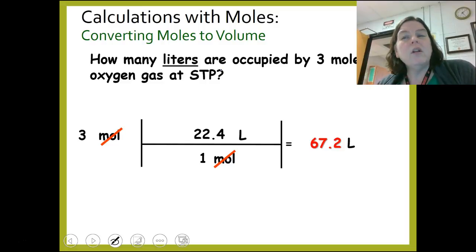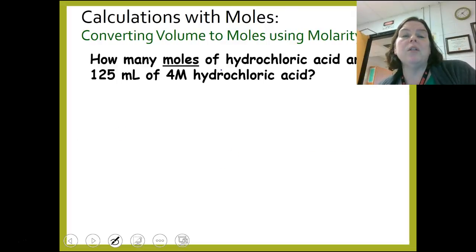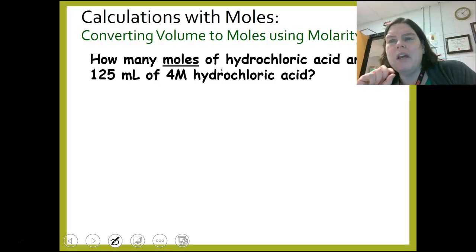So the next one is a little harder. When we're working with molarity, we have a little bit more to do. How many moles of hydrochloric acid are in 125 milliliters of 4 molar hydrochloric acid? And you're going to say, Mrs. Rains, I'm given two things. I have two numbers there.